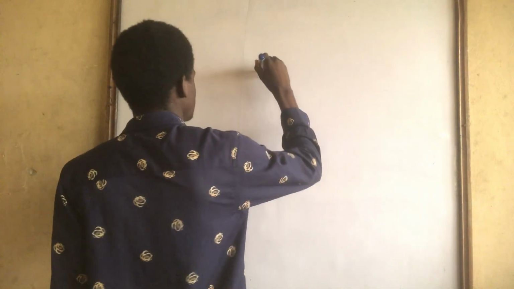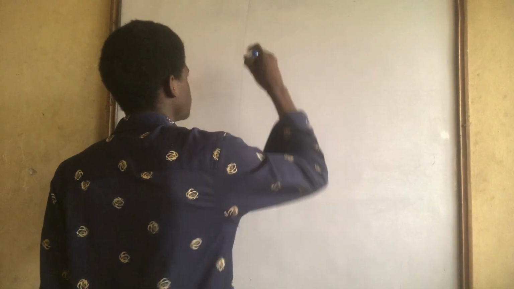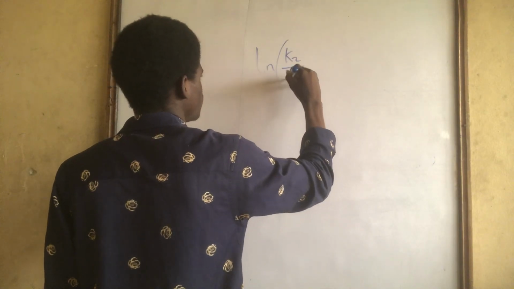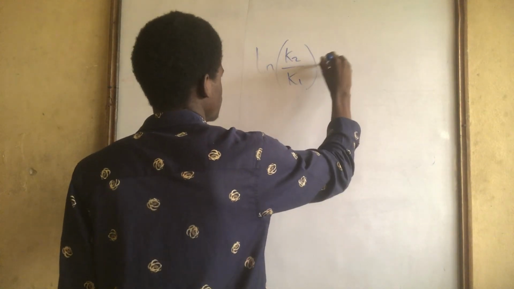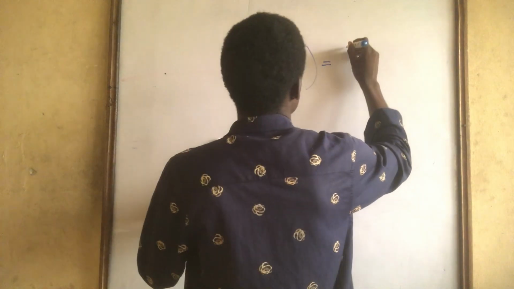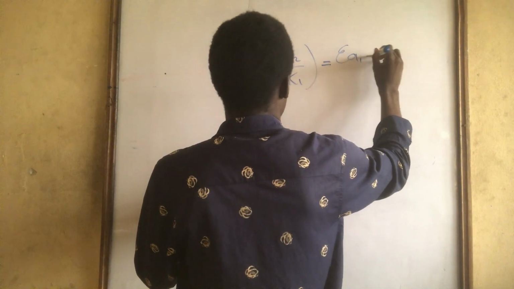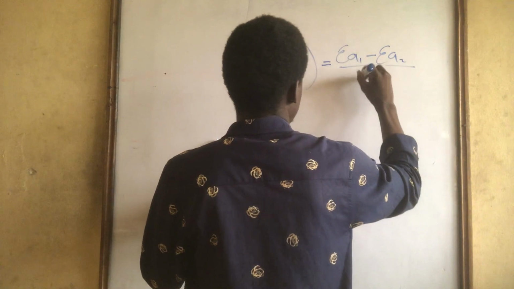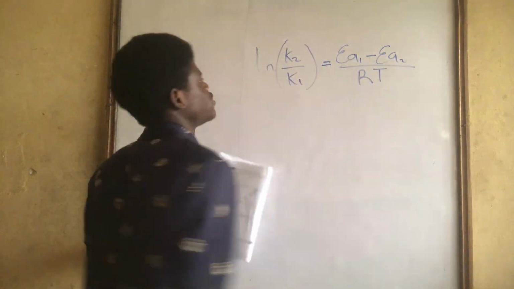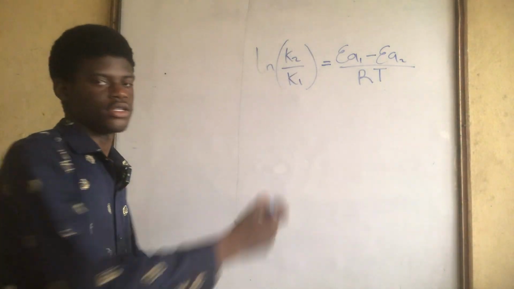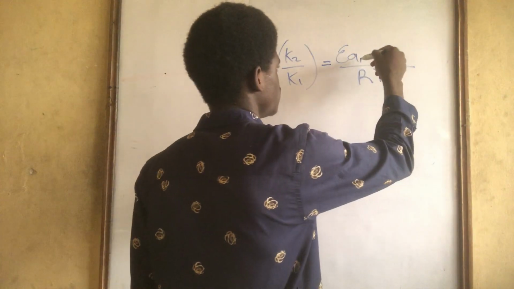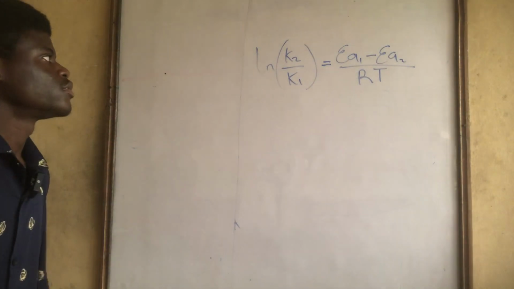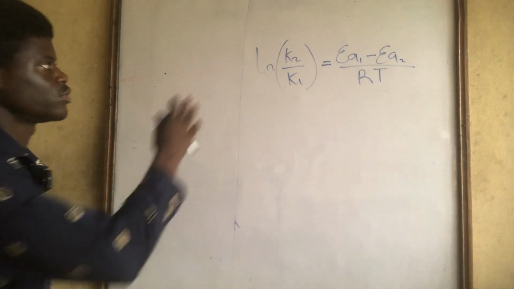The formula is ln K2 over K1 is equal to activation energy 1 minus activation energy 2, over RT. So this is the formula to use: ln K2 over K1 is equal to the activation energy of the first minus the activation energy of the second, over RT.